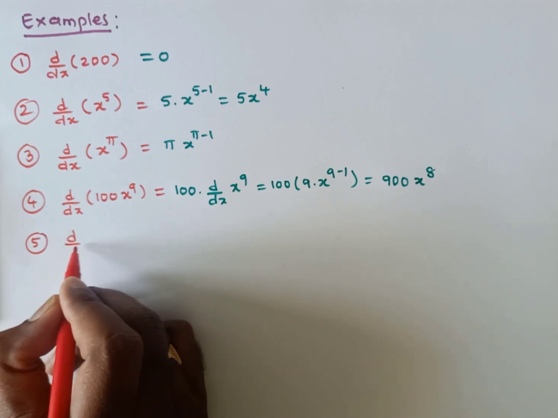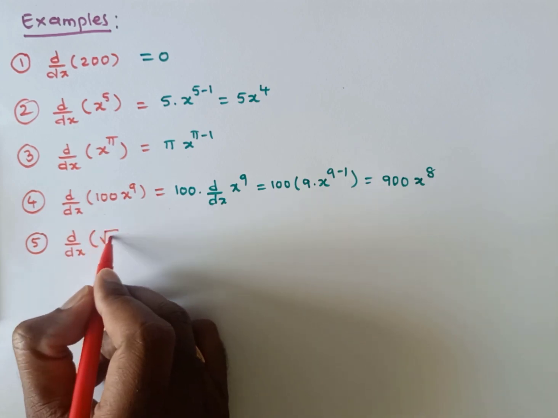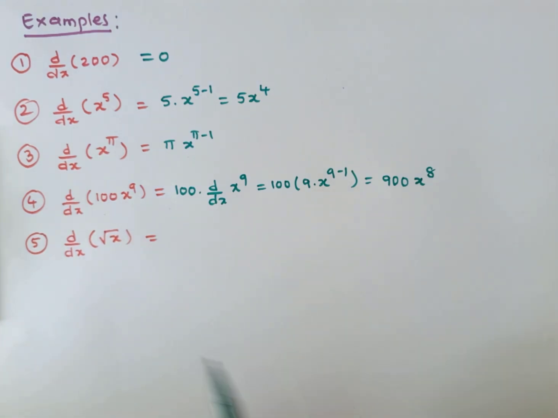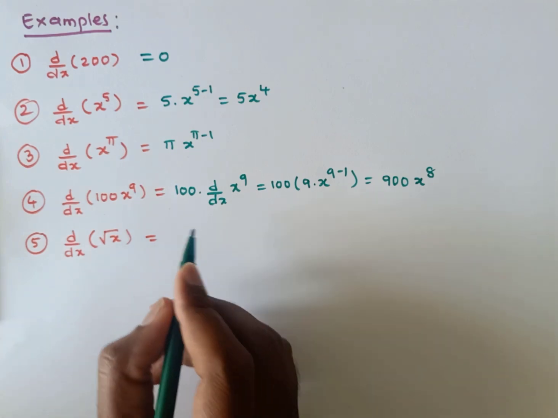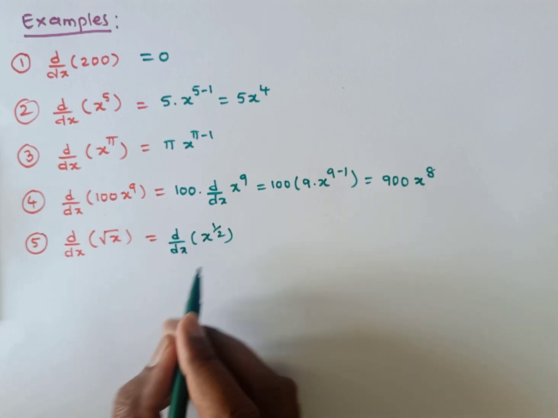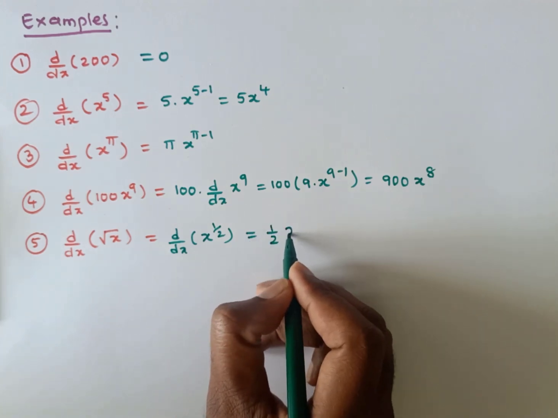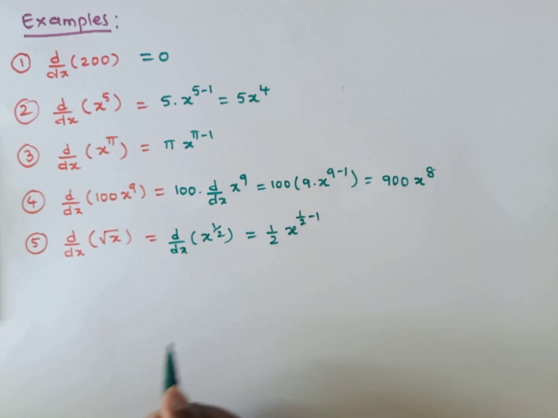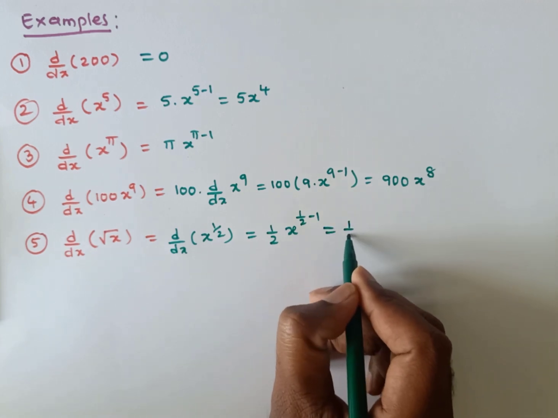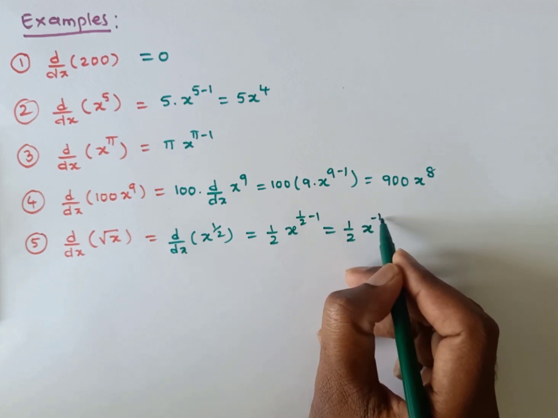d by dx of root x. How to apply the formula? Here the root is nothing but power 1 by 2, right? So we can express this as d by dx of x to the power of 1 by 2, a rational power. Now it is in the form of x to the power of n. So n into x to the power of n minus 1. Instead of n, 1 by 2 is there. So 1 by 2 into x to the power of 1 by 2 minus 1, which means it is 1 minus 2 by 2, that is minus 1 by 2.